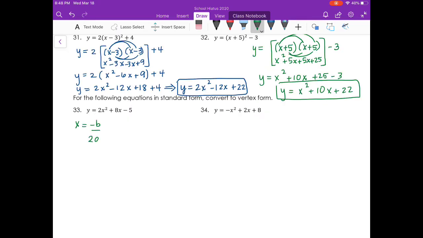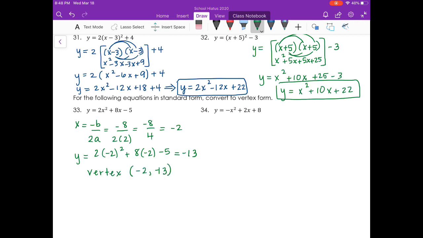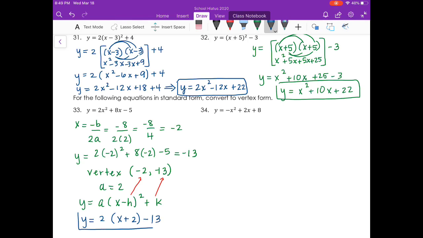To convert from standard to vertex form, we'll need to identify the vertex. We'll substitute the values for b and a into opposite b over 2a, and then plug that value into the original function to find the x and y coordinates of our vertex. We'll identify the value of a and substitute a and the coordinates of the vertex for h and k into the vertex form of a quadratic function. Remember that the sign inside the parentheses will become opposite because minus negative will change to a plus.